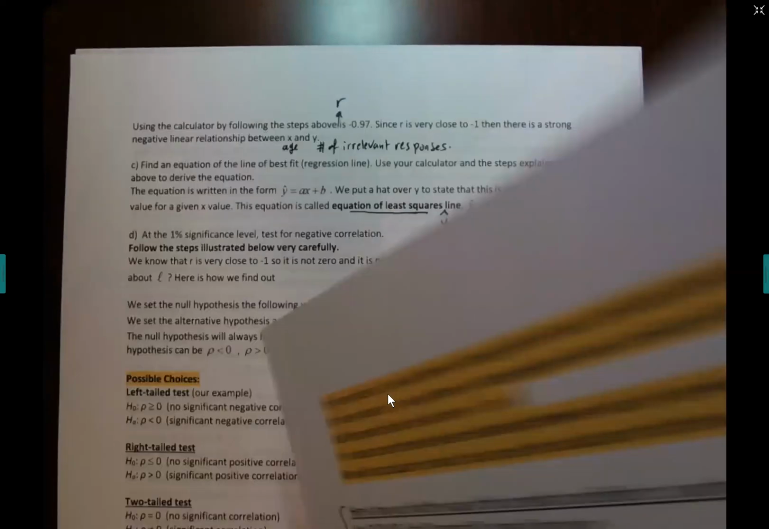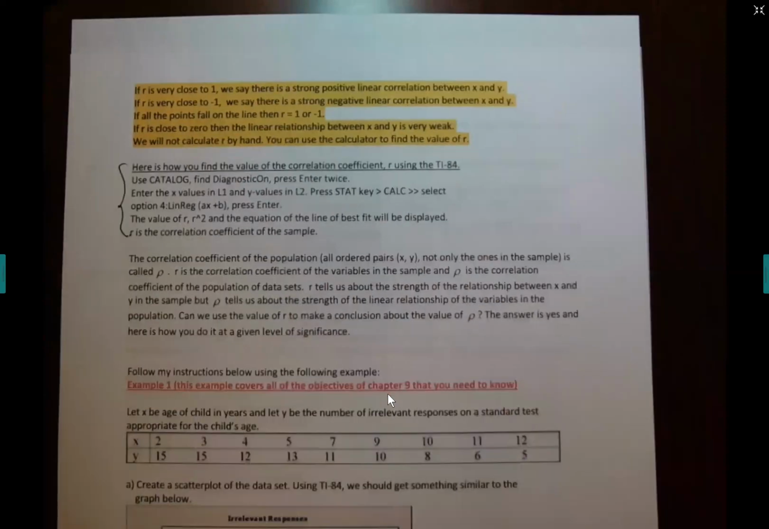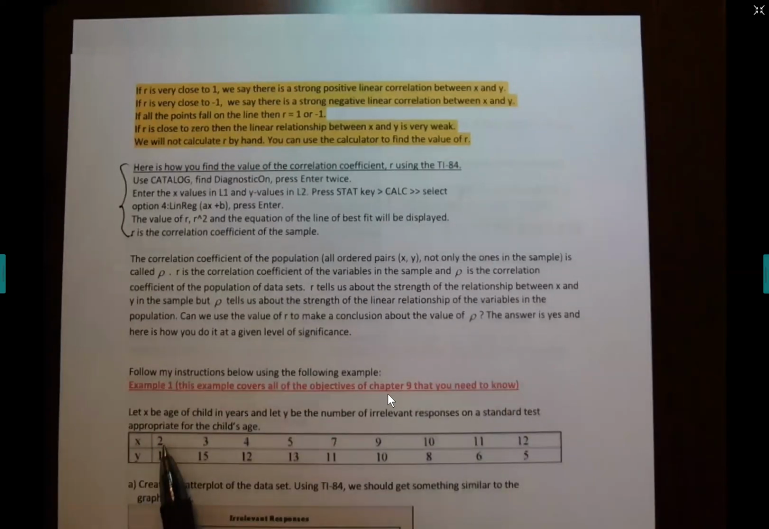But I'd like you to look at the data set here. This information came only from how many children? 1, 2, 3, 4, 5, 6, 7, 8, 9. 9 children. So the conclusion that we make is based on the information we got from 9 children. The question is, guys, can we extend our finding, our conclusion, to the entire population? Can we say in general that there is a relationship between the age of a child and the number of irrelevant responses? It seems like there is a relationship from the information that I have.